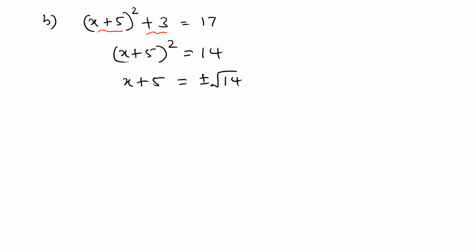But the square root of 14 you cannot simplify further, because there is no complete square factor that you can take out. 14 is 2 times 7, so you cannot find any complete squares there. So we leave it like that. The only thing we can do is subtract 5 from both sides. So x equals negative 5 plus or minus the square root of 14. That is how you can write the solution.